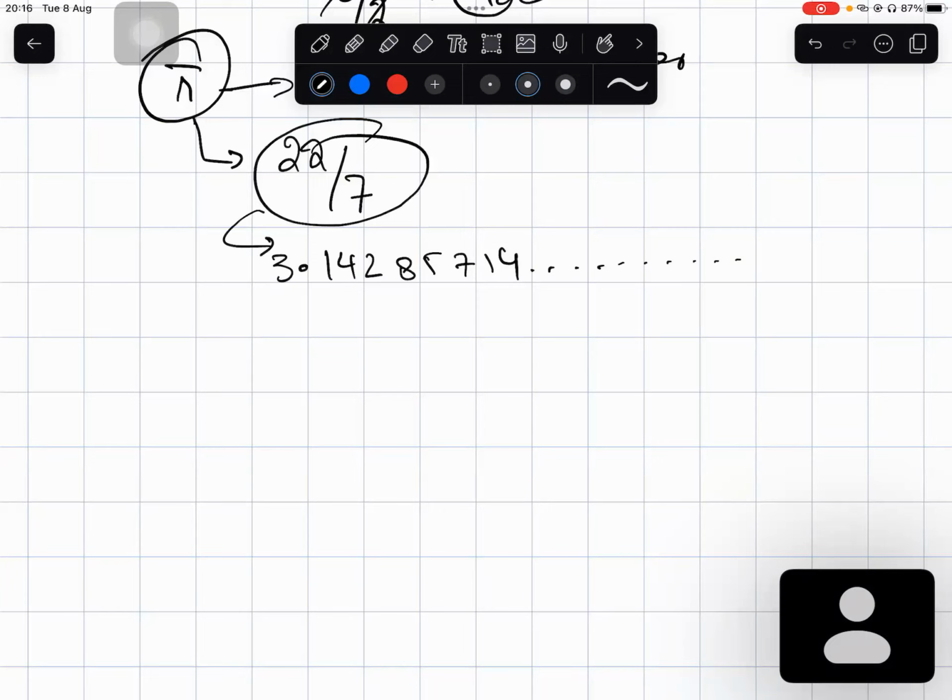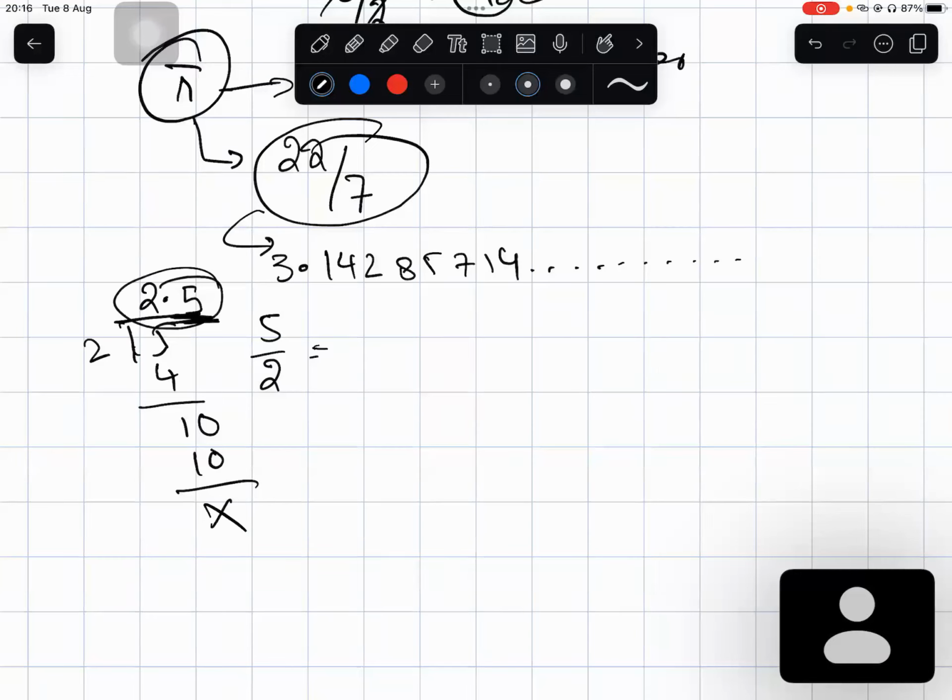But if we take 5 by 2 and divide this, 2 times 2 is 4. We'll get a 1 down here. We put a point here. We'll get a 0 here. And then 2 times 5 is equal to 10, and the remainder is 0. So the decimals have stopped just after one place. So 5 by 2, which is 2.5, is a rational number. You see how the decimal has stopped? For pi, it never stops. It just keeps on moving.